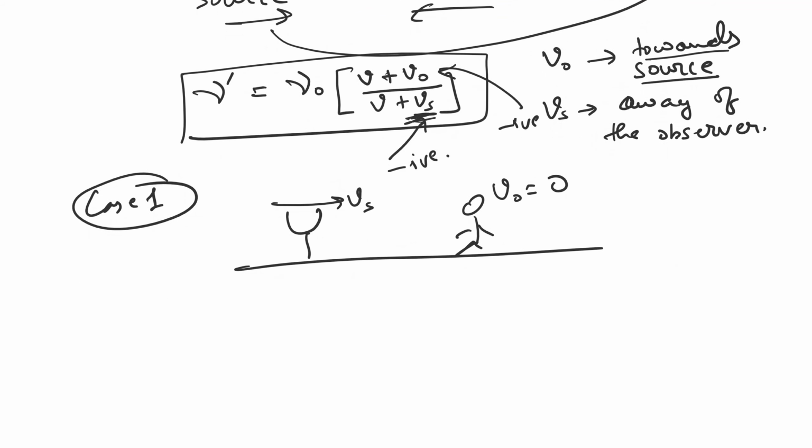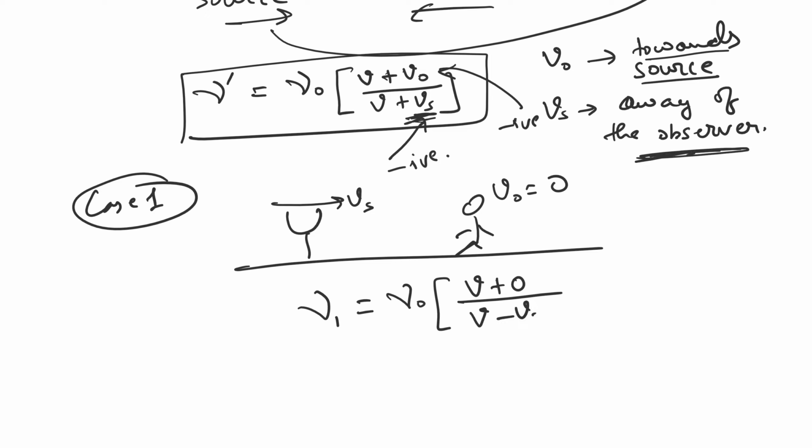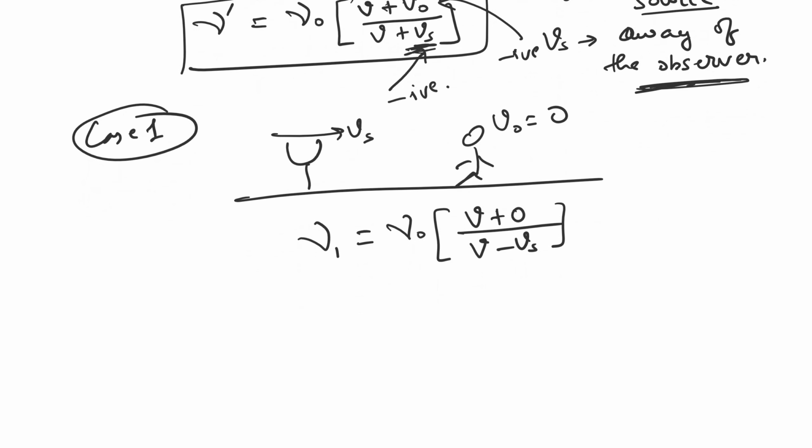From the formula of apparent frequency, let's say the first apparent frequency is nu1. Nu1 equals nu naught into (v plus v0, which is 0) divided by, since the source is moving towards the observer, (v minus vs). Let's take v as common, so we have nu naught v upon v into 1 upon (1 minus vs by v).